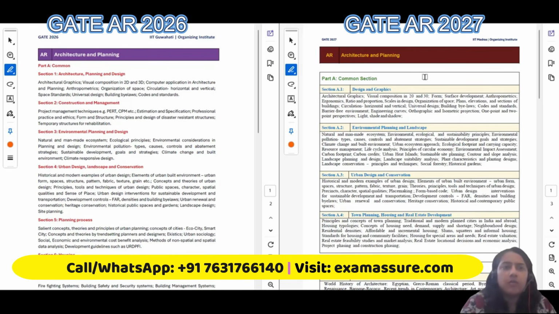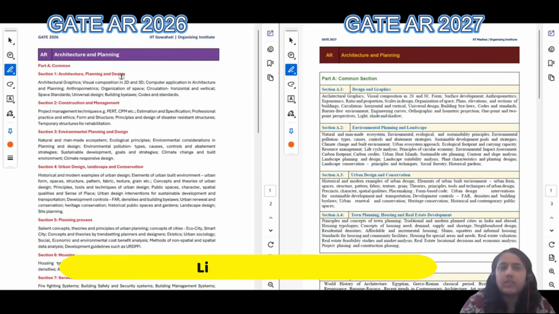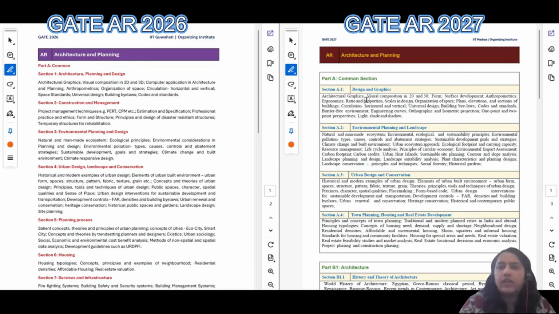Starting with your common section A. In GATE 2026 section 1, we had architecture, planning and design. Keeping that base the same, in 2027, it is renamed as design and graphics. There are a few additions like ergonomics, ratio and proportion, scales in design, engineering curves, 1 point, 2 point perspective, light and shadow. So if you see, the syllabus has become way more specific, more pinpointed and more detailed.